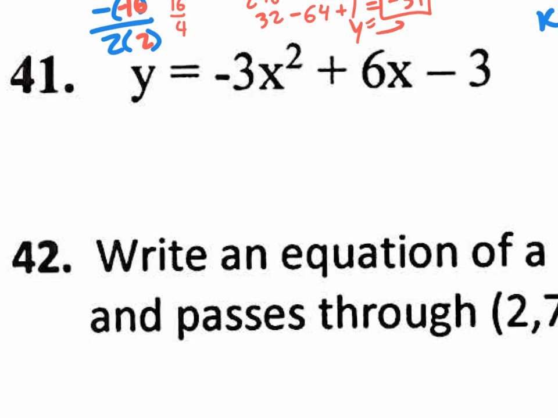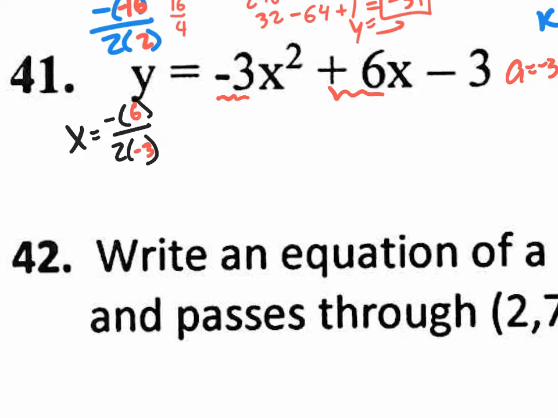Number 41. Let's do x equals negative b over 2 times a. That's the formula to find the x value of our vertex in a standard form equation. So our b value is 6, our a value is negative 3, right? The b value is 6, the a value is negative 3. We can keep that in mind. A value is negative 3. We're going to use that later.